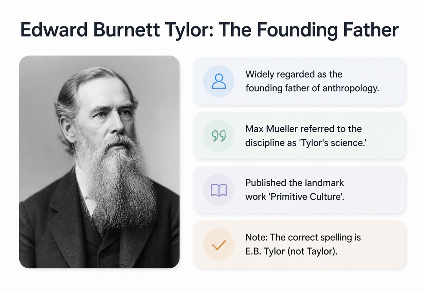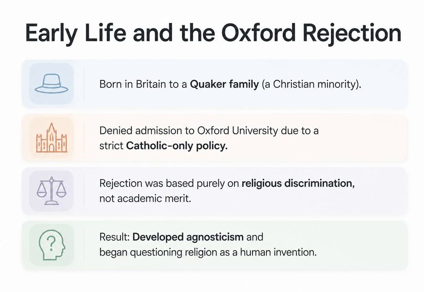Also, a quick but crucial factual note for your exams. His name is spelled Tylor. Do not make the common mistake of spelling it Taylor, as some popular prep books do. Tylor was born in Britain into a Quaker family. The Quakers were a relatively well-off community, but they were a religious minority in a predominantly Protestant and Catholic society, which led to their social marginalization.